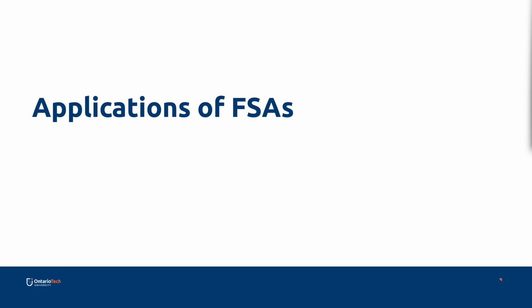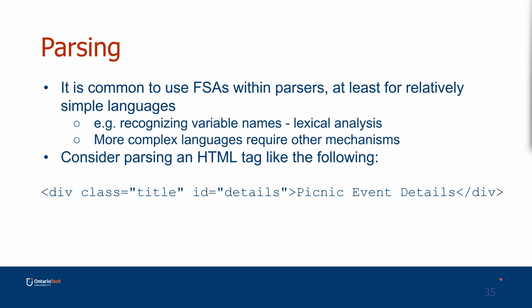Okay, so let's talk a little bit about the applications of finite state machines. So parsing, for example, here's some HTML. You may have never encountered HTML before, but this is a line of HTML code, and it's called a div tag or a division, and basically it's a section of your page. And it's got a couple of attributes. It's got an attribute called class and an attribute called ID, and class is set to the value title, and ID is set to the value details.